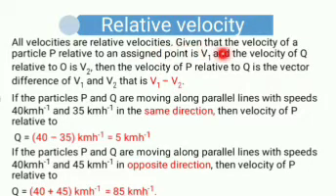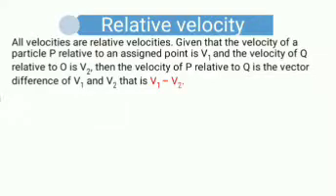Given that the velocity of a particle P relative to an assigned point O is v1, and the velocity of Q relative to O is v2, then the velocity of P relative to Q is the difference of v1 and v2, that is v1 minus v2. v1 minus what? v2.